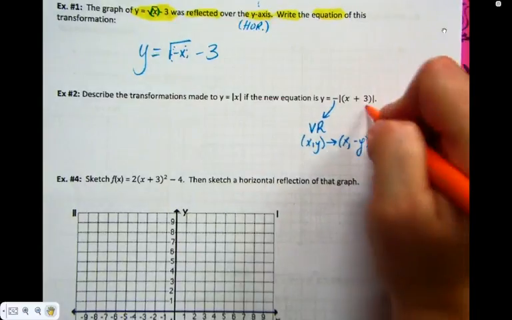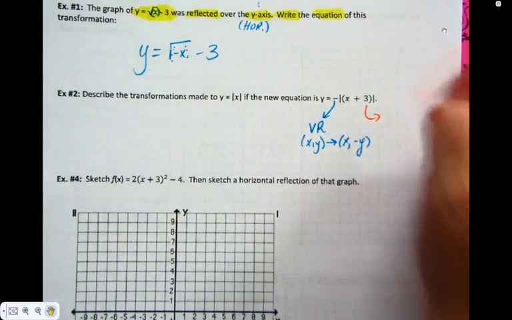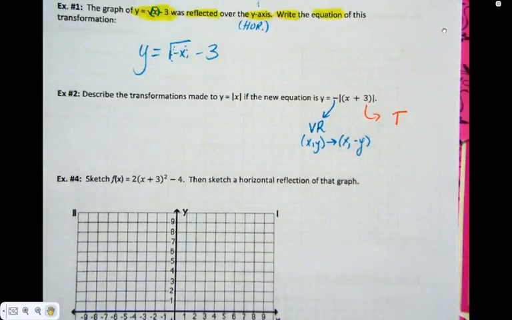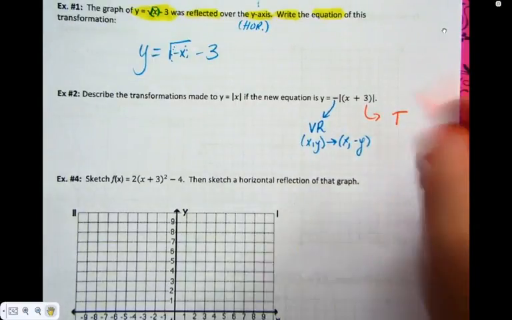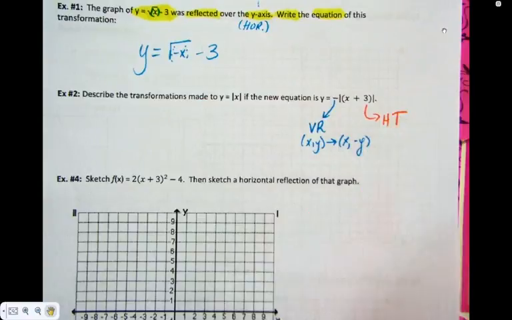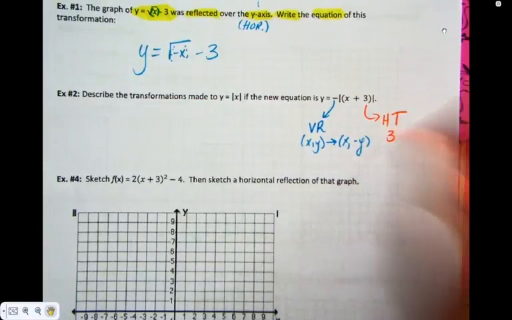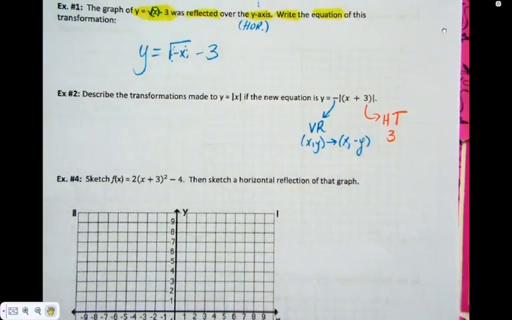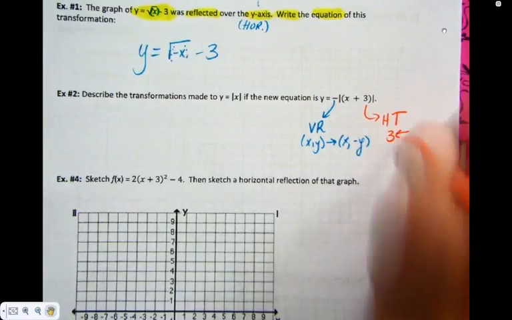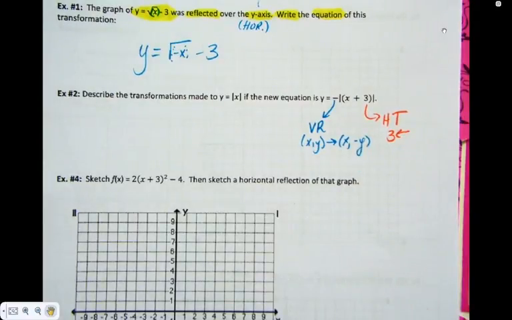Okay, what about the plus 3 in the brackets? Well, because it's a plus 3, it's a translation. Because it's inside brackets, it is horizontal. Because it's horizontal and a plus 3, it's 3 units to the left. There is describe the transformations.